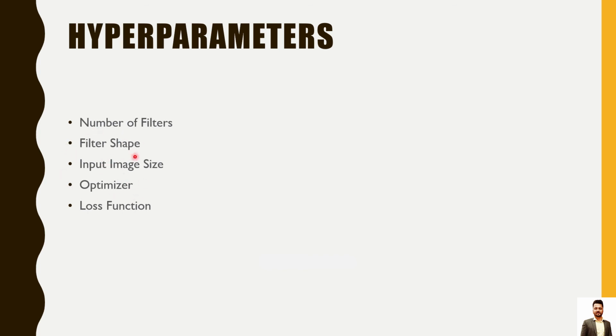Filter shape is available to us. You can maybe use 3 cross 3, you can use 5 cross 5, 7 cross 7. It is in your hands. The number of filters is in your hands. Maybe you want to use 16 filters or 32 filters, maybe 50 filters depending upon your requirement. For the loss function, maybe you want to use cross entropy loss, or maybe you want to use a mean square error loss. So multiple options are there for you to even choose the loss function.